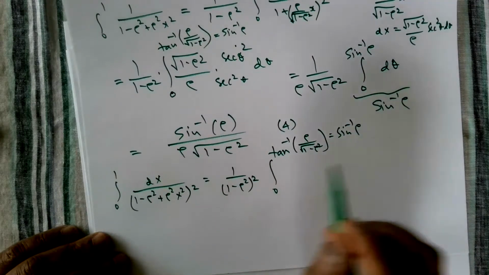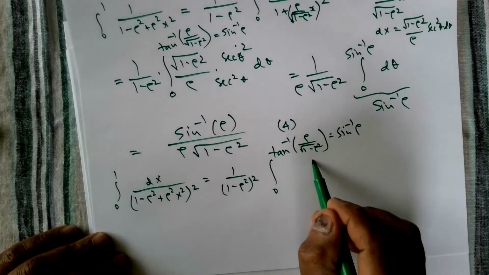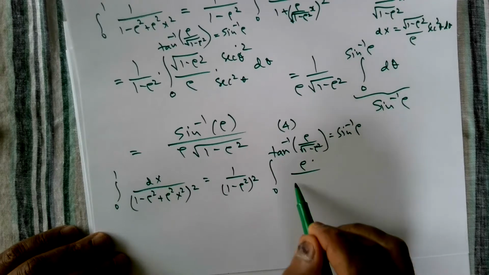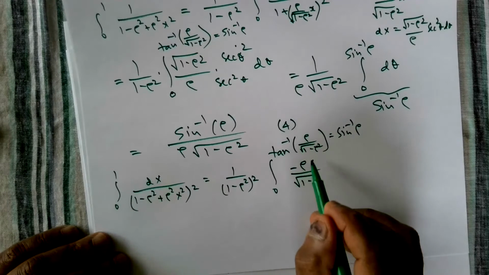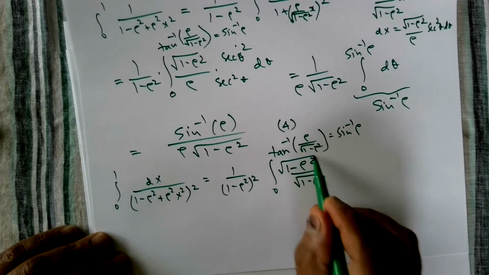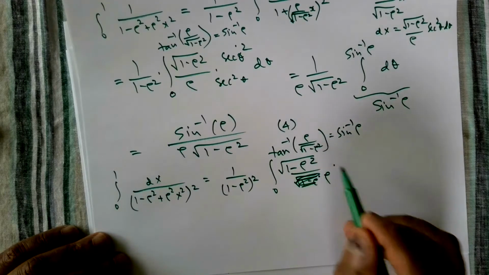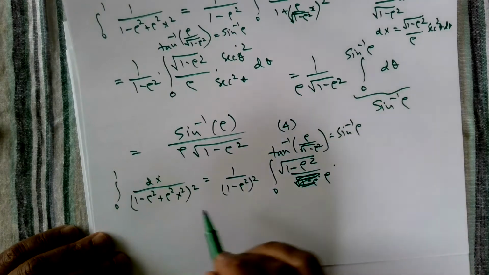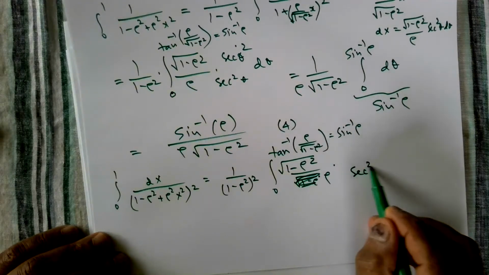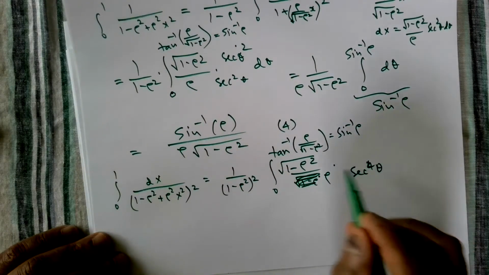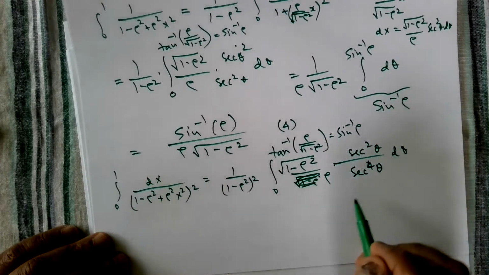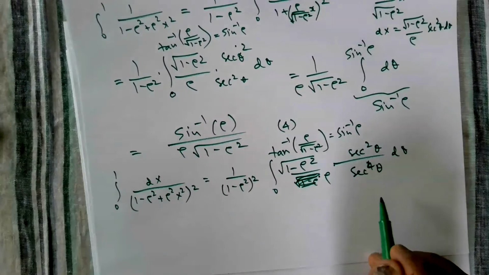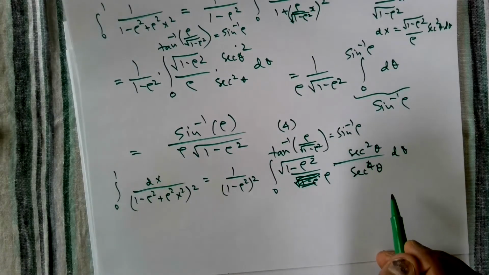So exactly the same thing. And here it is the square root of 1 minus rho squared over rho. And here you have, because of the square, the denominator is secant to the fourth theta, and the numerator is secant squared theta d theta. So 1 over secant squared comes out. That's cos squared theta.